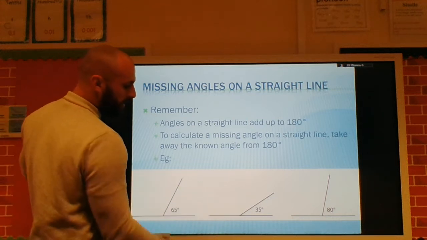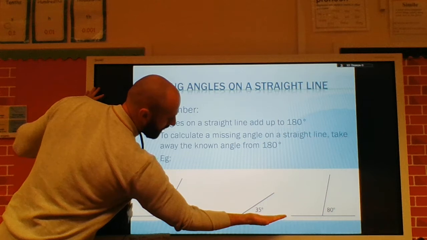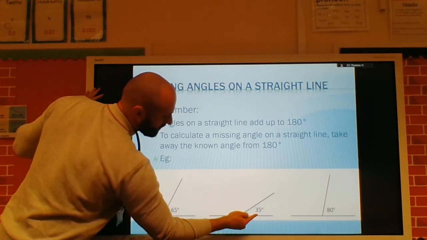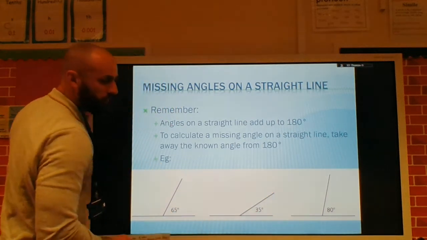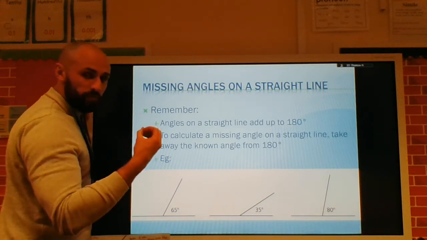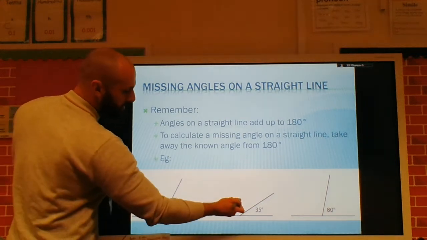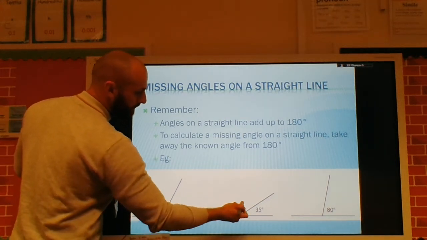The same here. This time the line has gone from 180 degrees and it's turned 35 degrees. It's the same calculation of subtracting from 180 degrees to find this missing angle here.